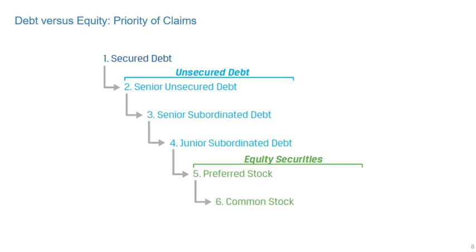Common stockholders are residual owners. So assets equals liabilities plus equity. Assets minus liabilities equals equity. So if a company was to go bankrupt, they would sell all the assets, pay all the liabilities, and what's left over is the equity, which goes to the owners of the company.